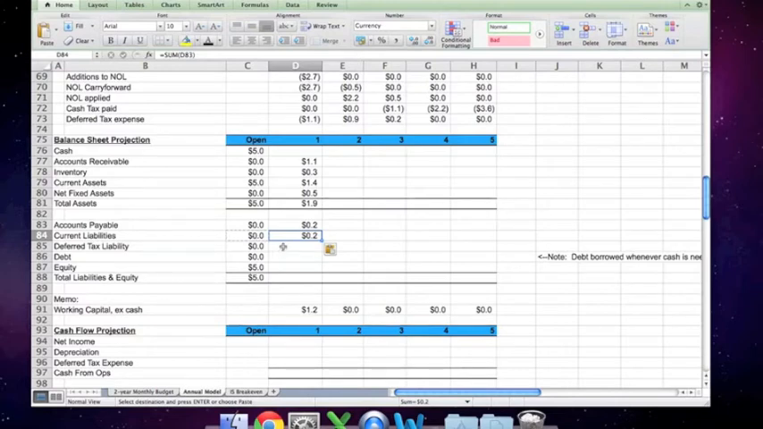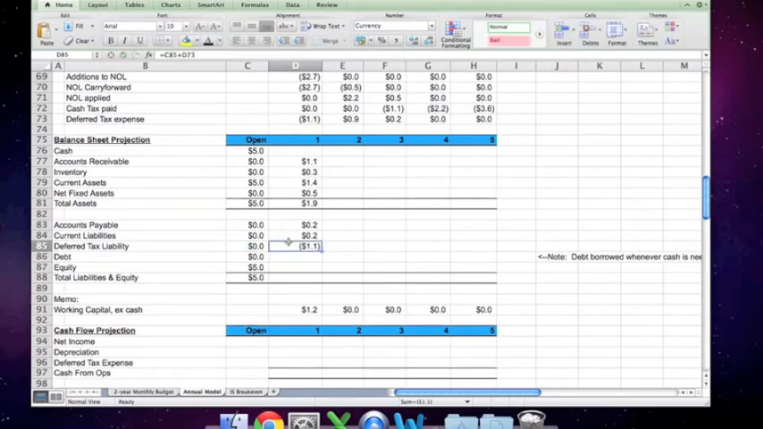Current liability is simply a sum, so I'm going to move that forward. Deferred tax liability is simply going to be the summation or the accumulation of the deferred tax expense that is already calculated for us up here under the deferred tax expense calculation. So I'm going to add that in.